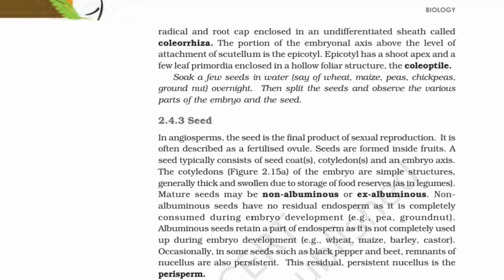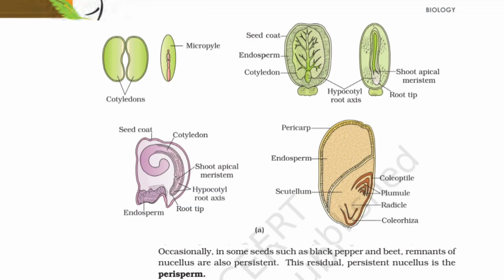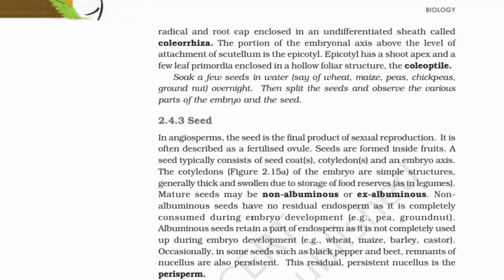2.4.3 Seed. In angiosperms, the seed is the final product of sexual reproduction. It is often described as a fertilized ovule. Seeds are formed inside fruits. A seed typically consists of seed coat, cotyledon, and an embryo axis. The cotyledons, figure 2.15a, of the embryo are simple structures, generally thick and swollen due to storage of food reserves as in legumes. Mature seeds may be non-albuminous or albuminous.